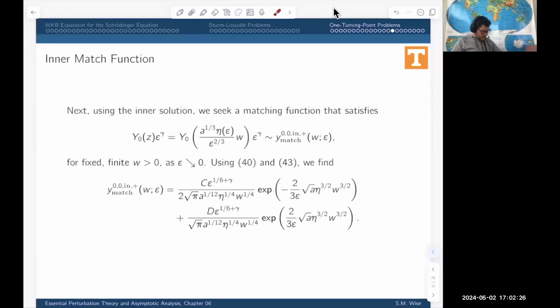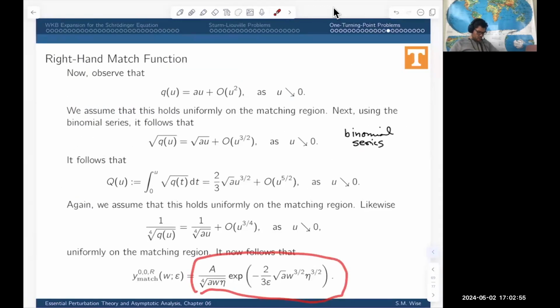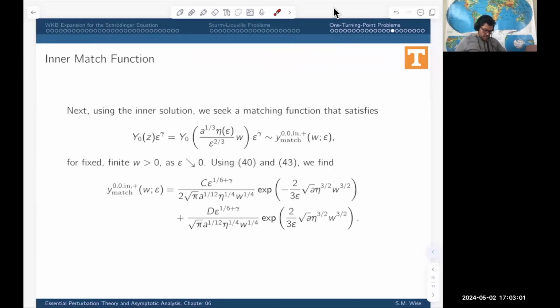All right, so I plug in for Z my formula for Z in terms of eta and W. And then, of course, I have to multiply by epsilon to the gamma because that comes along for the ride. And I want to find a function which is asymptotic to this as epsilon goes to 0 for fixed and finite W. And I want to see if that matches this right-hand match function that I just computed. So this one is actually easy because I just use those asymptotic formulas that I had for the Airy functions.